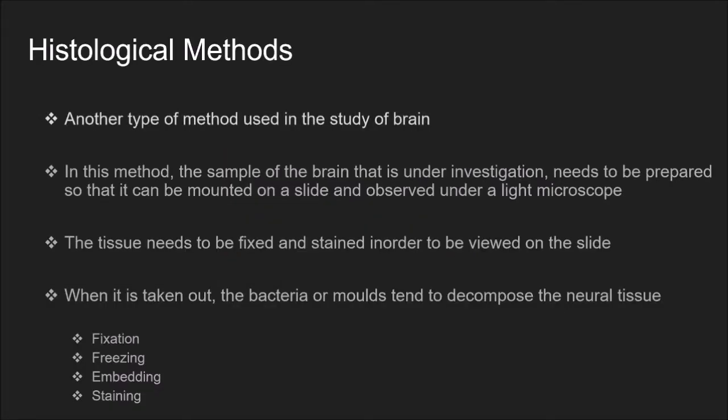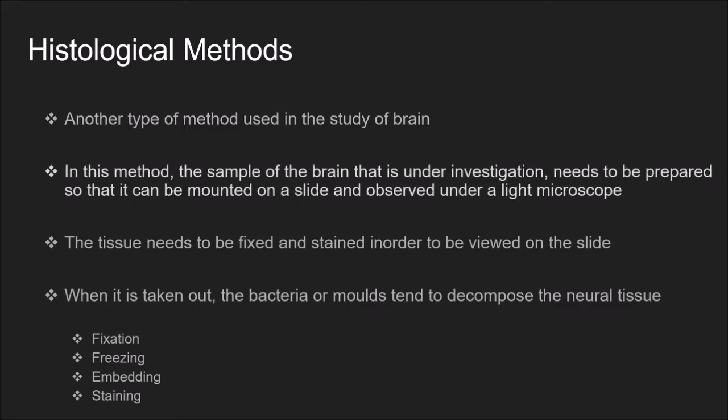Another type of method used in the study of the brain is histological methods. With the advent of technology in the present times, there are many techniques and methods to study the anatomy and functioning of the human brain. For studying minute details of tissue, microscopic investigation, histological methods are used for the purpose.